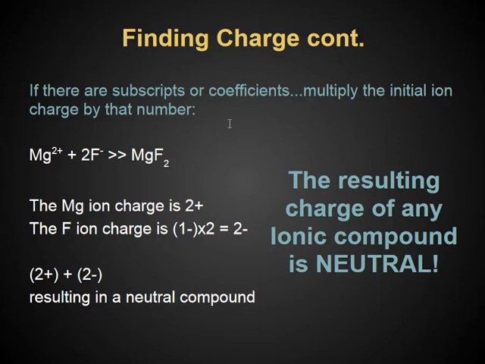If there are subscripts or coefficients, then you have to multiply the charge by that number. For instance, magnesium and fluoride again: there are 2 of the fluoride ions, and they're negative, so we have 2+ on the magnesium, and then -1 times 2 gives us 2- on the fluorine, which is renamed fluoride, and then +2, -2 results in a neutral compound. The resulting charge of any ionic compound will be neutral. So just keep that in mind.